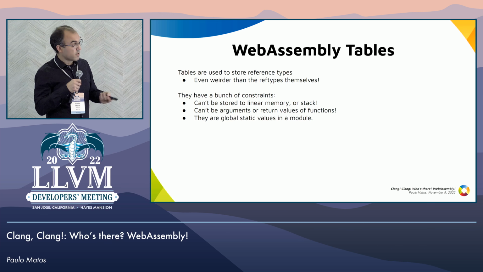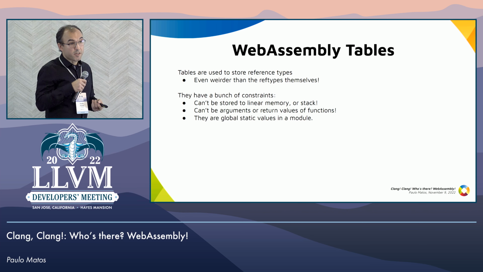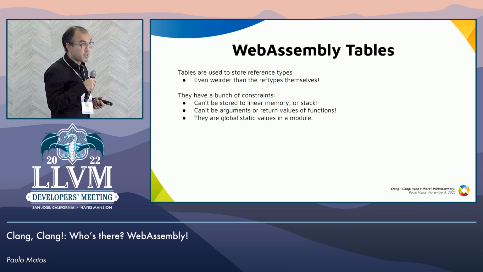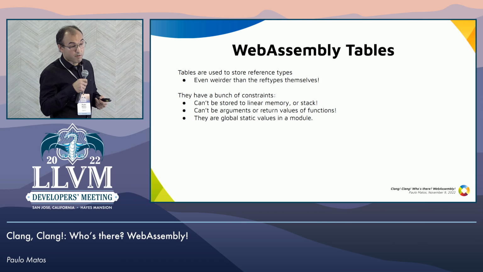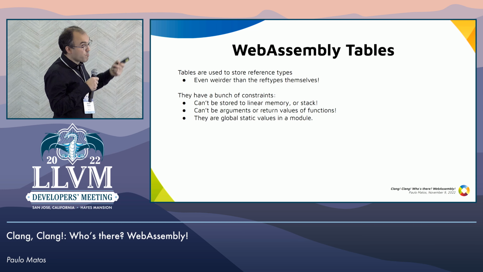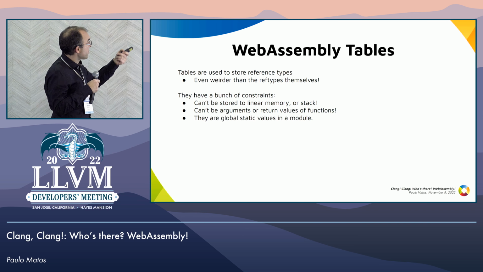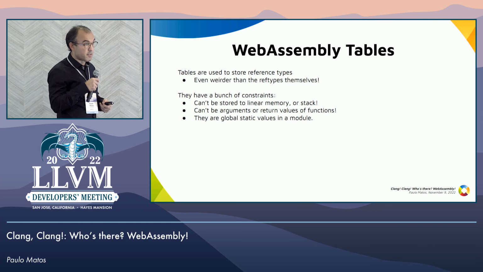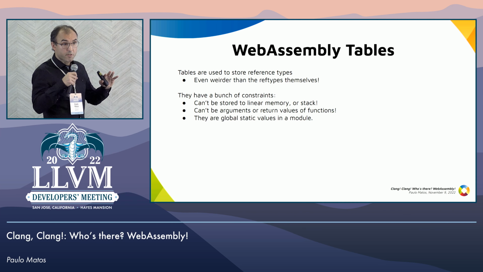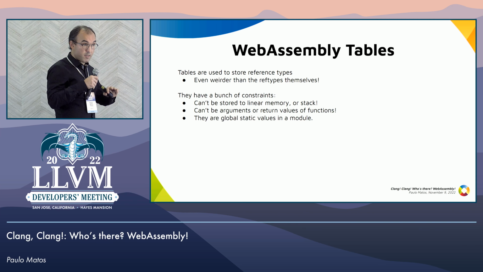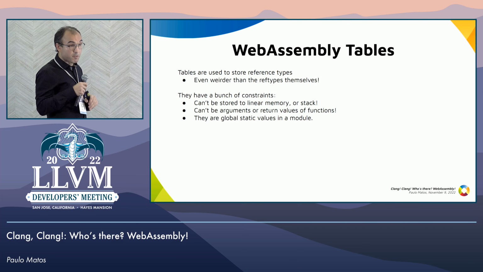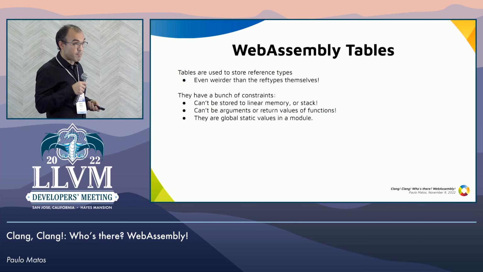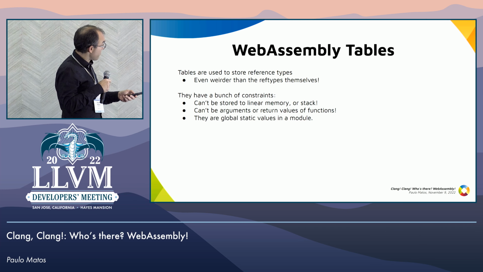The reference types proposal introduced something called tables, which are even a bit stranger than the reference types themselves, because they're sort of like arrays to store reference types, but with a bunch more constraints. For example, you cannot store tables anywhere. You cannot pass tables into functions, or out of functions. They're basically just a global static storage thing for reference types. So it's almost like the memory for reference types, but it cannot be the linear memory itself because, again, reference types don't have a bit representation.